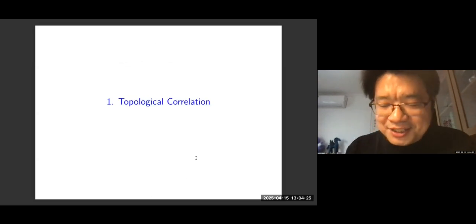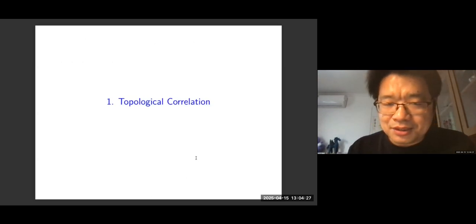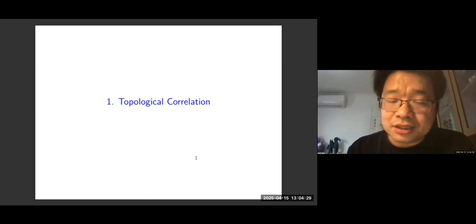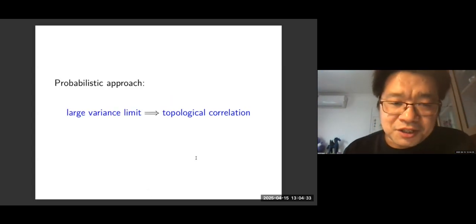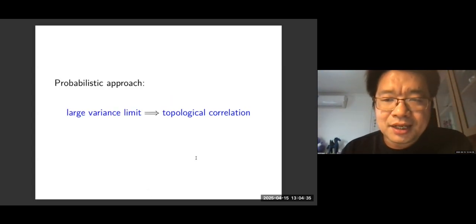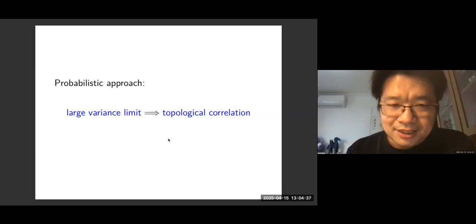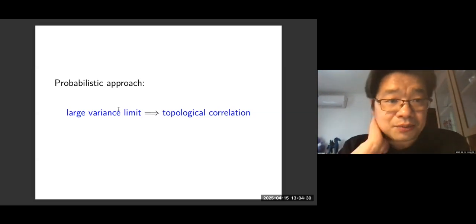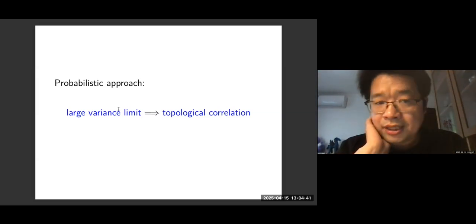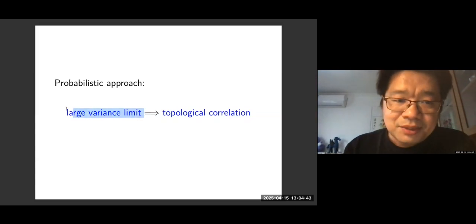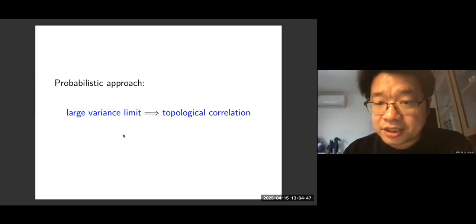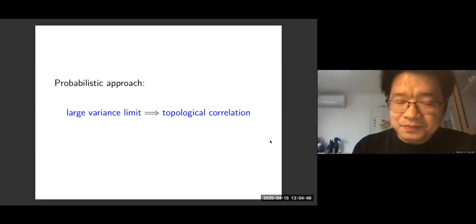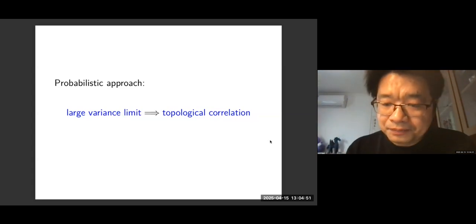Let me start with explaining some ideas about topological correlation in this approach. The first main idea I want to explain is the following. The way to approach from probability, taking the large variance limit, is the way to arrive at this kind of topological correlation. Let me explain this in detail.